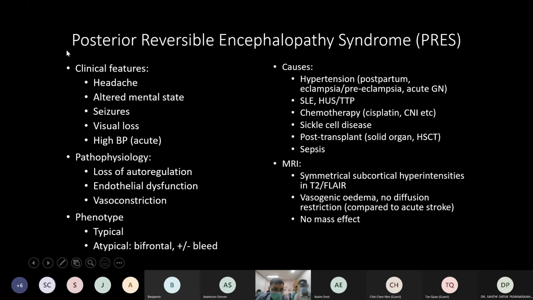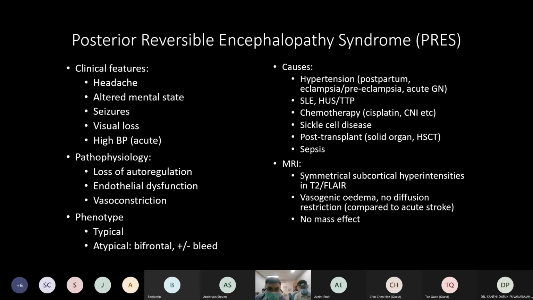In PRES, the clinical features are usually headache, seizure, a bit of blurring of vision, sometimes transient vision loss as well. And usually the patient presents with acute hypertensive emergency or urgency. But the pathophysiology is more to three things: the loss of autoregulation of the brain tissue, or endothelial dysfunction, or even vasoconstriction of the vessels. And then for the phenotype, the one that we discussed in the previous slide is a typical presentation of PRES. For the atypical one, like I mentioned, the referral that I received last week was actually bifrontal. It's a very atypical kind of presentation, but it can still happen.